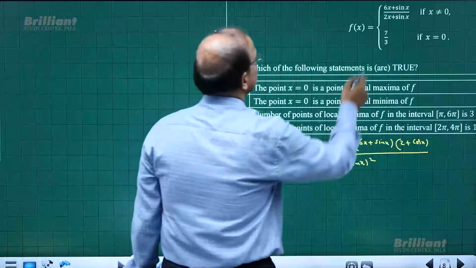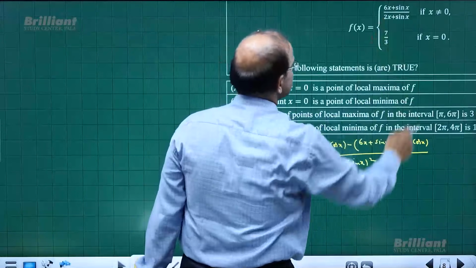Now, we will simplify u by v, this into this derivative plus this derivative.